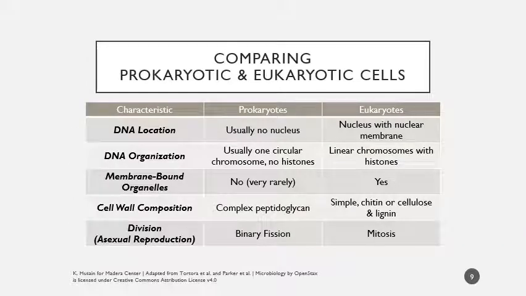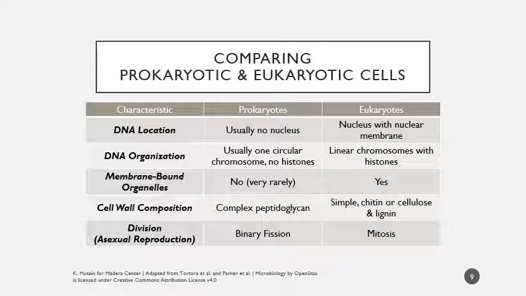So just briefly, the differences between prokaryotic cells and eukaryotic cells. Usually prokaryotes do not have a nucleus. There are some really odd cases where they have a kind of infolding that is similar to a nucleus. Generally, they just keep their DNA in a specific location, which we'll get to in a moment. Eukaryotes do have a nucleus with a nuclear membrane, and some eukaryotes actually have multiple nuclei.